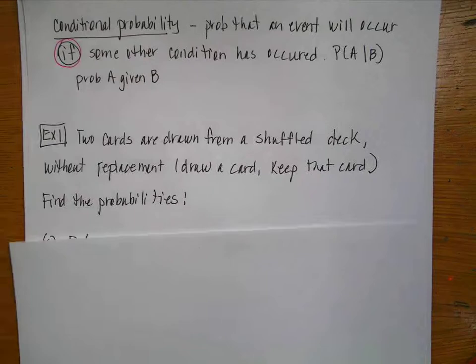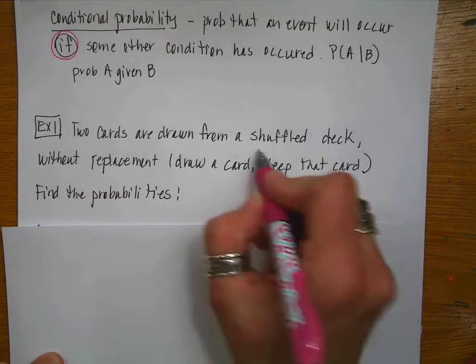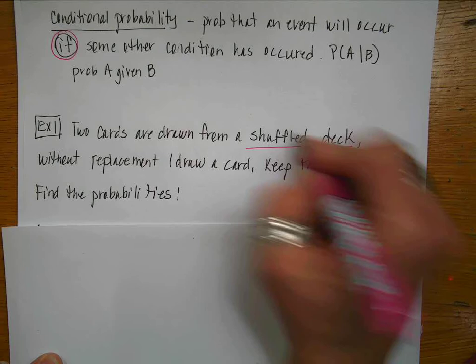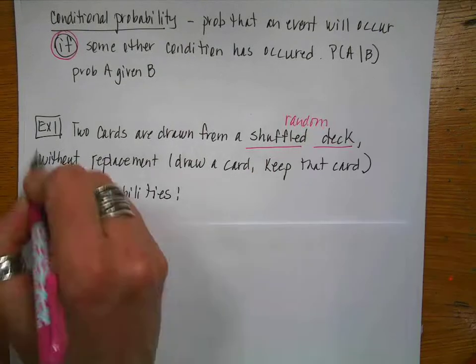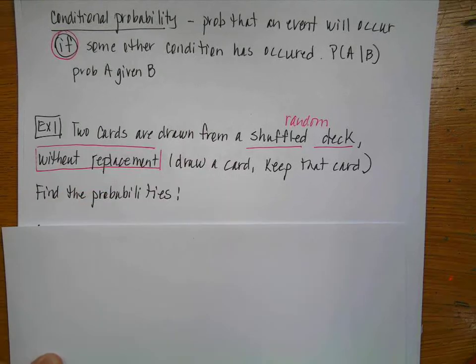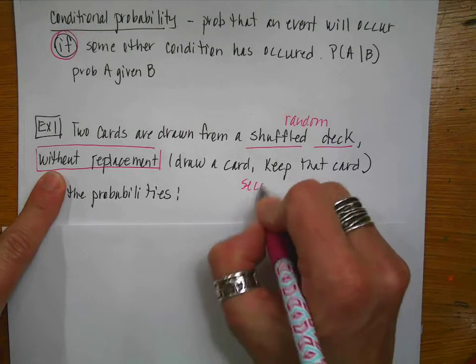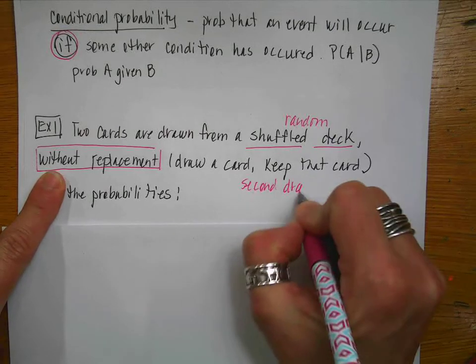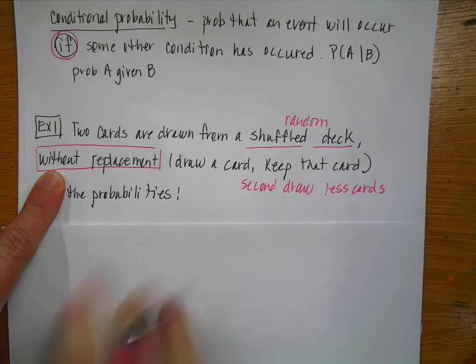So the first one, two cards are going to be drawn from a shuffled deck. This is important because this creates random. It means that the cards haven't been prearranged. This is a key component for this particular problem. So without replacement means that I'm going to draw a card and keep a card. That also means that on the second draw, there are less cards because you kept the card from your first draw.